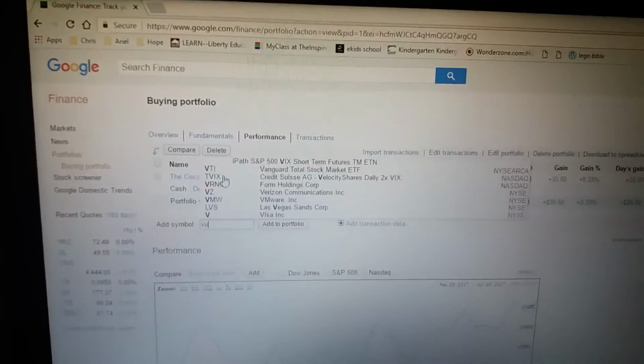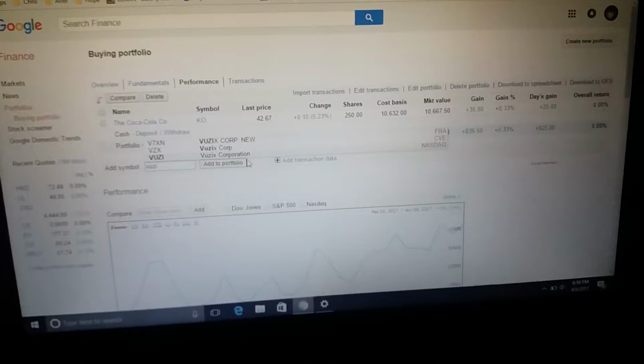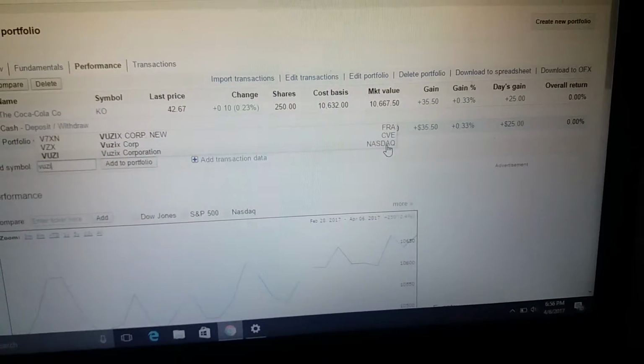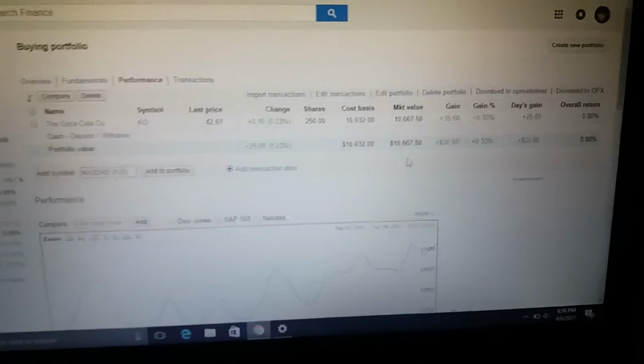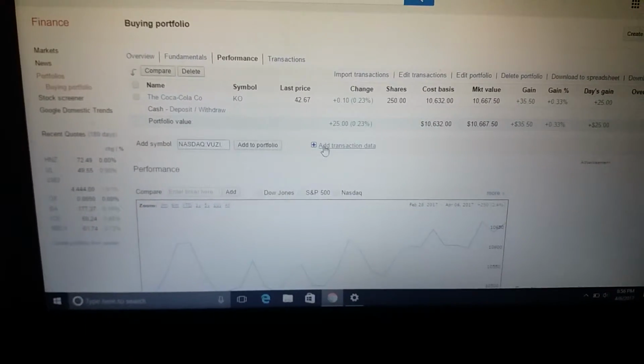Next, you're going to add VUSI. Now, when you do VUSI, again, there are two VUSIs. One is the NYSE one and the other one is NASDAQ. Make sure you hit NASDAQ. You're going to add transaction data.